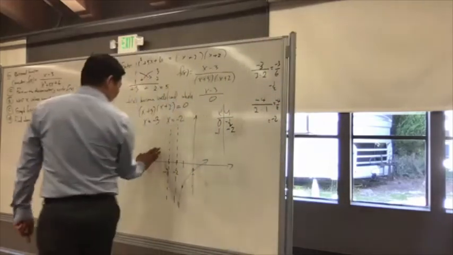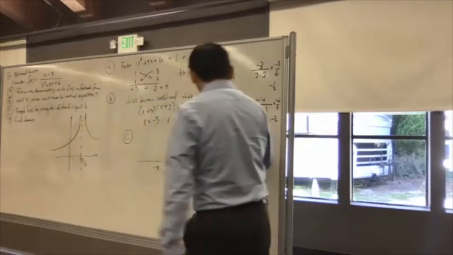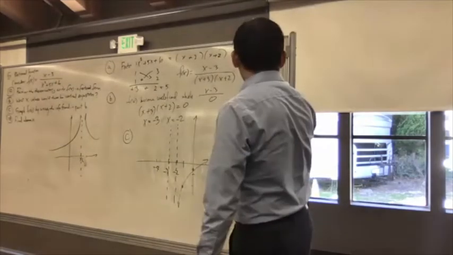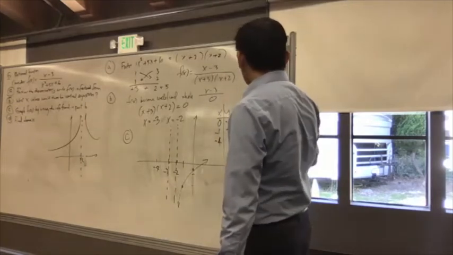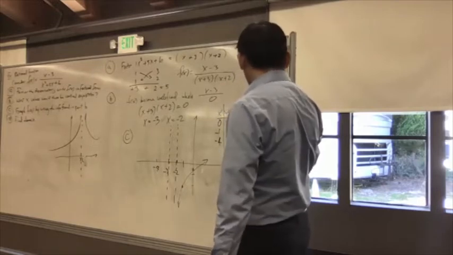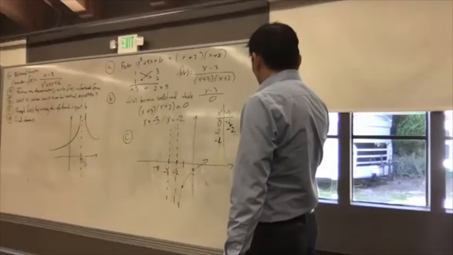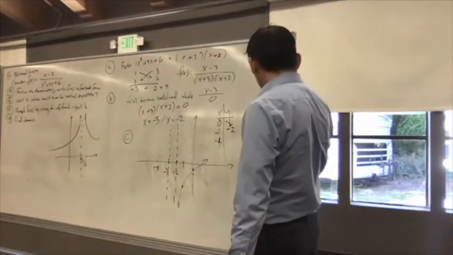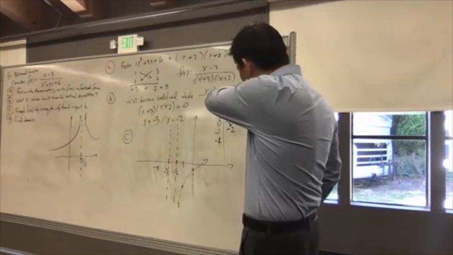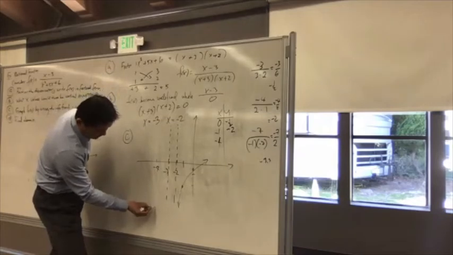Now I can go on the other side. How about on this side? Let's do negative 4 here. I put negative 4 in and end up with negative 4 minus 3, which is negative 7, divided by negative 4 plus 3, which is negative 1, times negative 4 plus 2, which is negative 2. So this is negative 7 over 2, which is negative 3.5. So it's right here.